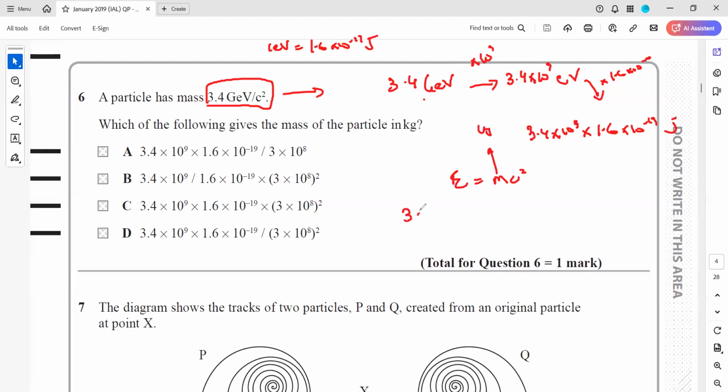So the energy was 3.4 into 10 power 9 into 1.6 into 10 power minus 19 joules divided by, because I need the mass, the speed of light square. So that will be the mass in kilograms. So it matches with option D. So D will be the right answer for this. Is it clear, this one?